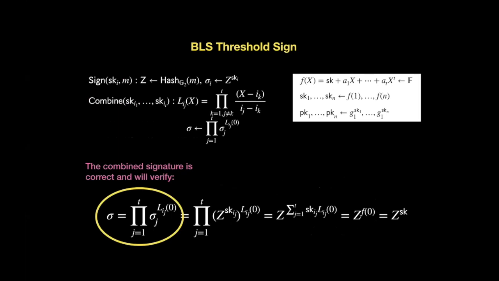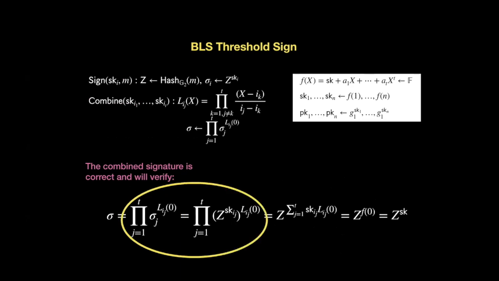To see that this works, we first have our signature. This is just equal to the product of our signatures to the power of Lj of 0. That's how we've defined the combine algorithm. If we then look at what our signatures themselves equal, we have that sigma j is equal to z to the power of sk ij. Got some weird indexing due to the fact that we have a different set of T people taking part. We don't necessarily know which T are taking part. But either way, the thing that's happening here is we're just substituting in what we know the signature is equal to.